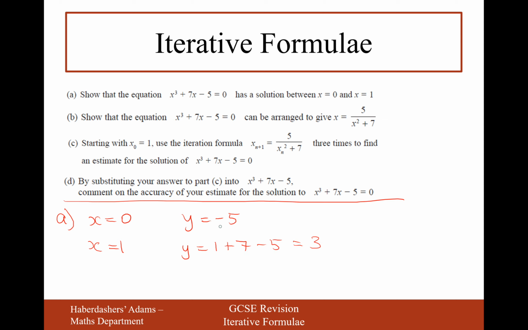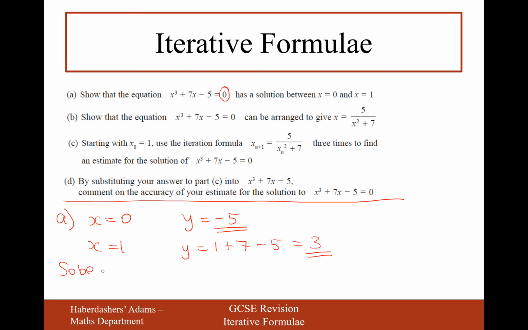So because we go from an output of minus 5 to 3, and 0 was in the middle of that, 0 is what we're looking for as the perfect output here. Because 0 is in between minus 5 to 3, there is a solution that will give 0 as the output somewhere in between 0 to 1.